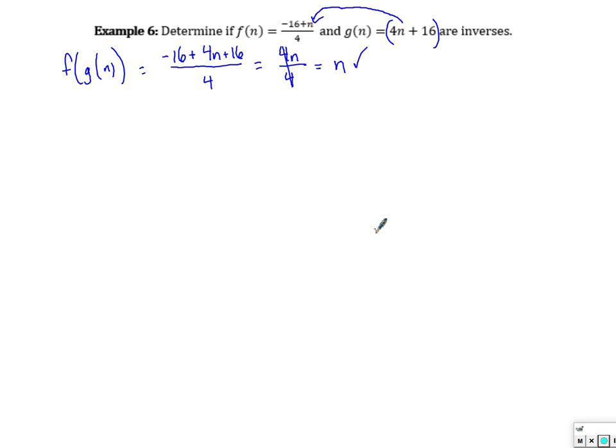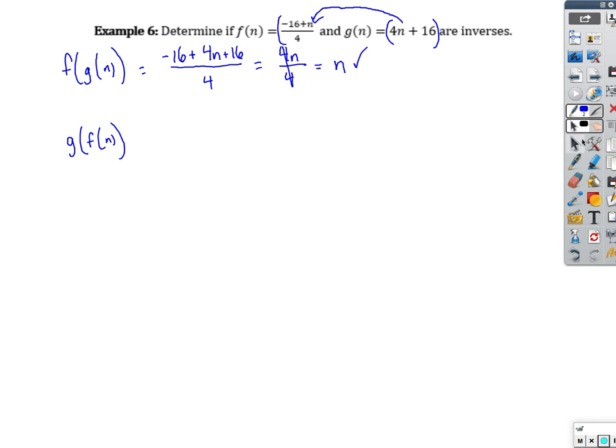Okay, so far so good. It has to work both ways though. So we did f of g of n. Now we need to turn around and go the other direction and do g of f of n. So this time I'm taking this whole thing. Let me do it in a different color. I'm taking this whole thing and plugging that in for n in g.